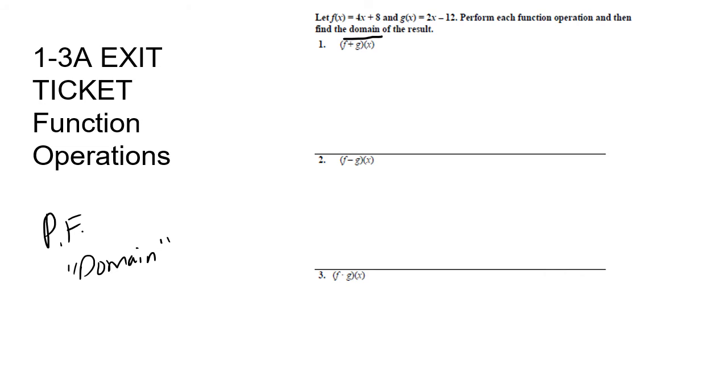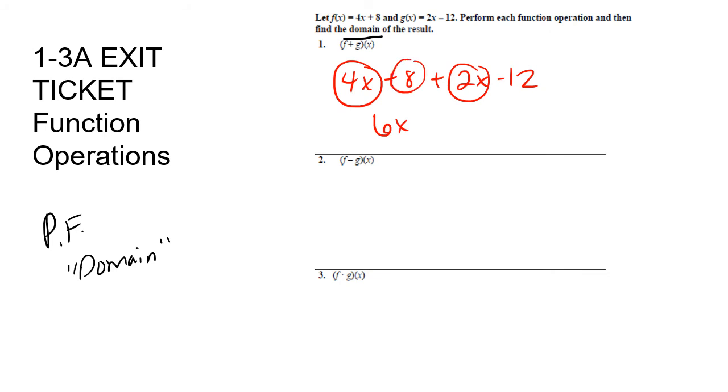So here it wants you to add the two functions. So you have 4x plus 8 and 2x minus 12. So we have 4x plus 8 plus 2x minus 12. Combine like terms. So we get 6x. And we have 8 minus 12. It's going to give us negative 4. So our answer is 6x minus 4.